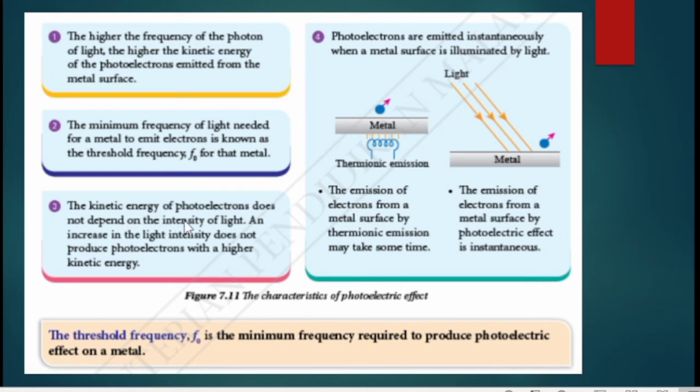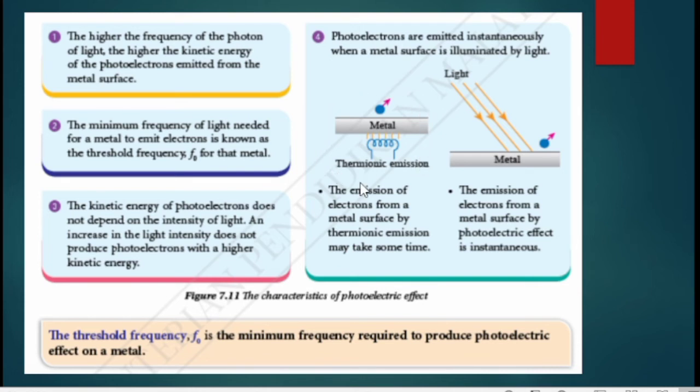The kinetic energy of photoelectrons does not depend on the intensity of light. An increase in light intensity does not produce photoelectrons with higher kinetic energy, but produces a greater number of photoelectrons emitted. Photoelectrons are emitted instantaneously when the metal surface is illuminated by light.